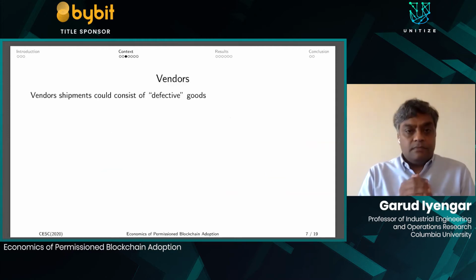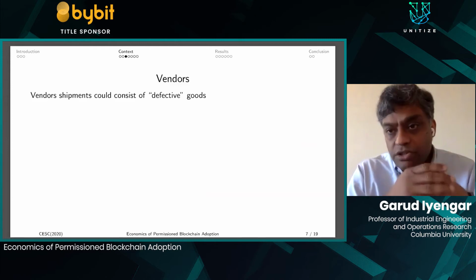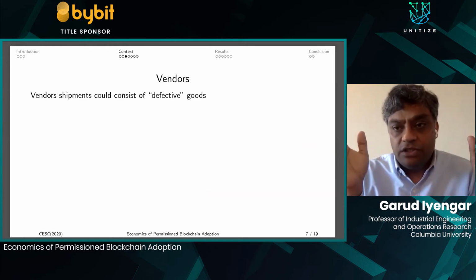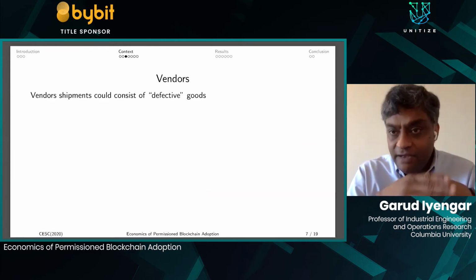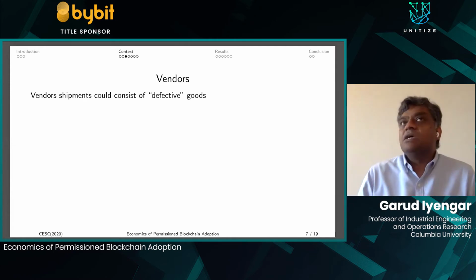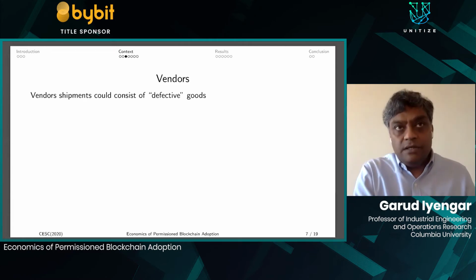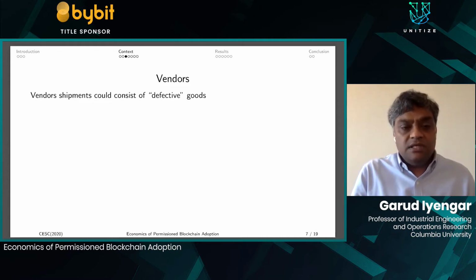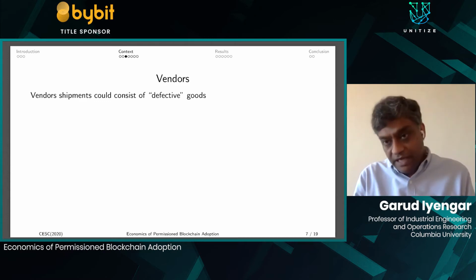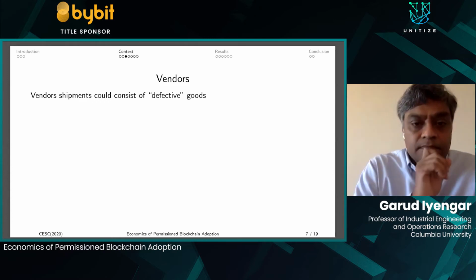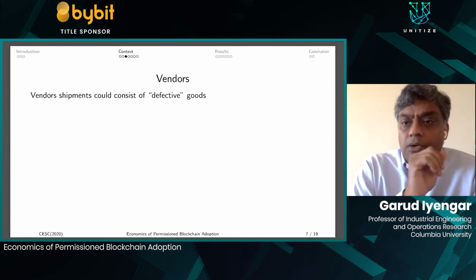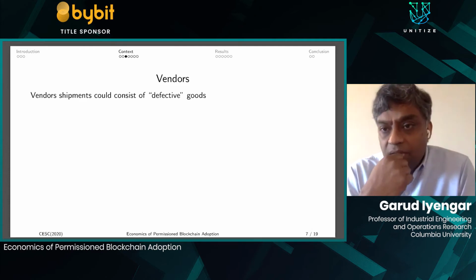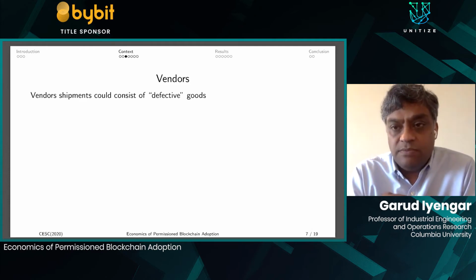So vendors just produce the goods and ship them to different manufacturers. There's a single vendor, so every manufacturer effectively is buying from the same vendor. So the story here is that the way manufacturers differentiate themselves is on the basis of quality. We'll get to quality in a couple of slides. Right now, what we want to look at is why, in such a setting, blockchains might be useful.